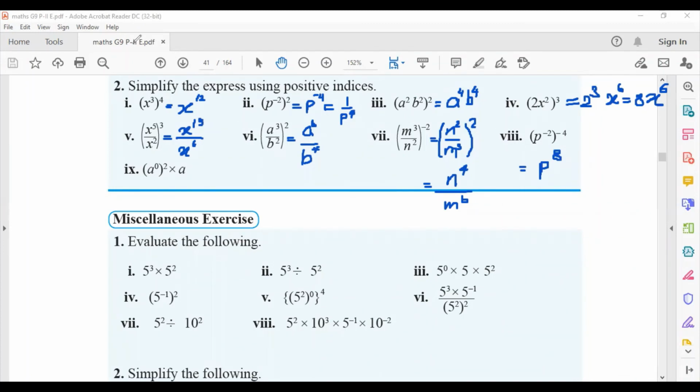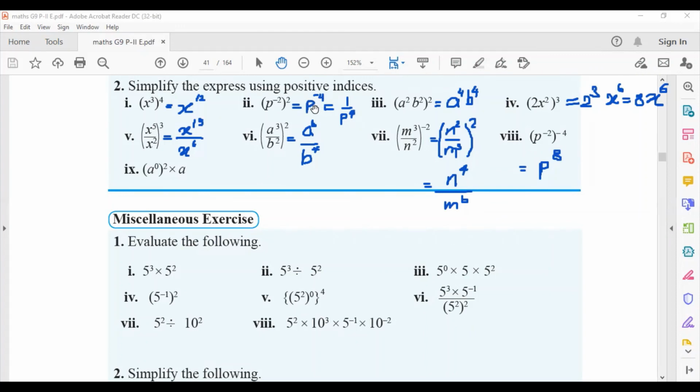If I explain again, the first one: if there are two powers, power for power, then you should multiply these two indices, x to the power 12. 3 times 4 is 12. According to the laws of indices, these two indices should be multiplied together if there is a power for power. Here, these two should be multiplied, negative 2 times 2, negative 4.